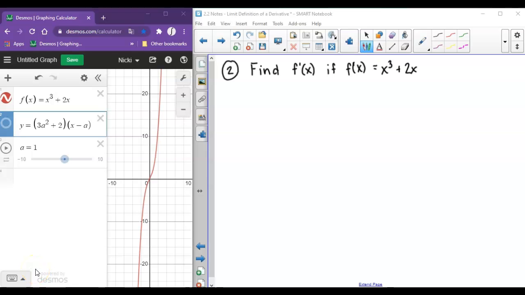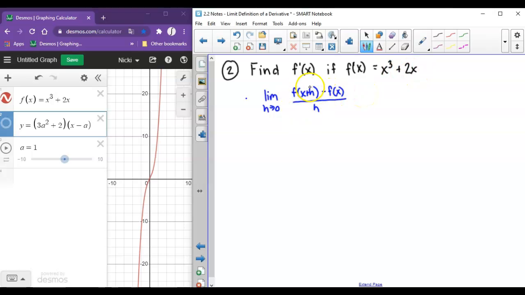I'm just going to make a video finishing these notes out since we didn't get these finished in class. So we were looking at the limit definition of a derivative, the general limit definition of a derivative, which is the limit as h approaches 0 of f of x plus h minus f of x all over h. And so this is our general limit definition of a derivative, and we are going to complete this with the function f of x equals x to the third plus 2x.